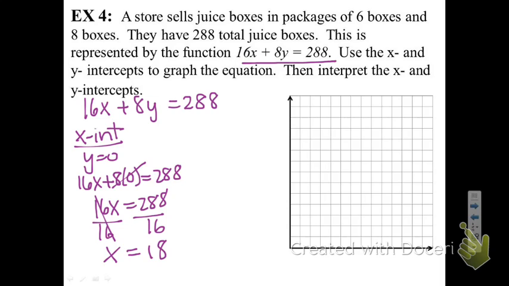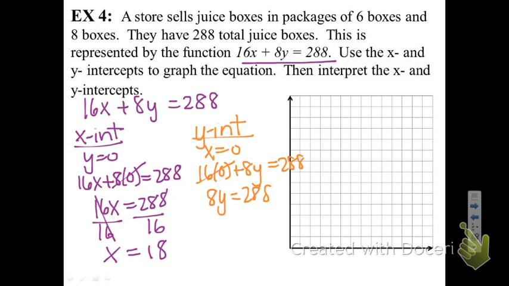For the y-intercept, this is when x is 0, so we put 0 into our equation wherever there is an x. And then we solve the remaining equation. So 16 times 0 is 0. We no longer need that in our equation. We're left with 8y equals 288, and we divide by 8. These 8's divide out, and you're left with 36.